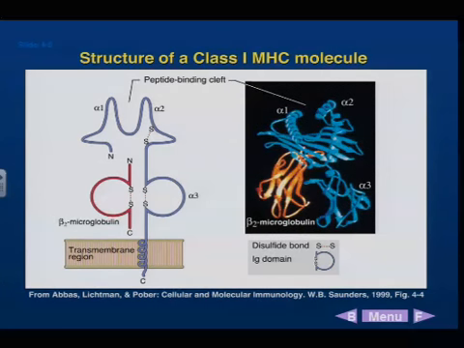And this is just a picture of an alpha chain with a peptide binding cleft. This is where the processed antigen binds, we'll talk about this in a different lecture. And here's beta-2 microglobulin.